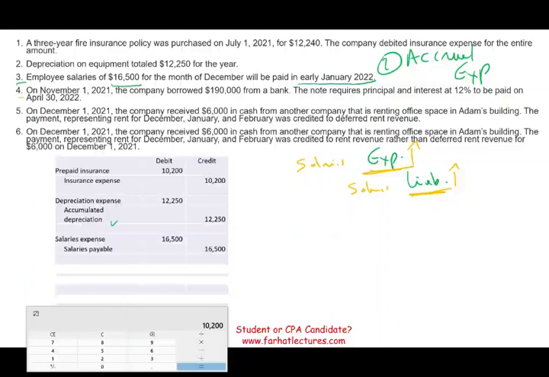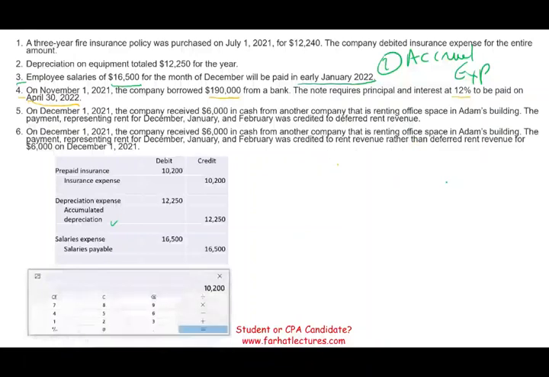On November 1st, the company borrowed $190,000 from a bank. The note requires principal and interest at 12% to be paid April 30th, 2022. All right, good. So let's first prepare the journal entry when the transaction took place. The transaction took place November 1st. Therefore, on November 1st, we are going to debit cash $190,000. I'm going to credit notes payable $190,000. Didn't you say we don't involve cash? Yes, this is not the adjusting entry. This is November 1st. The adjusting entry happened on December 31st.